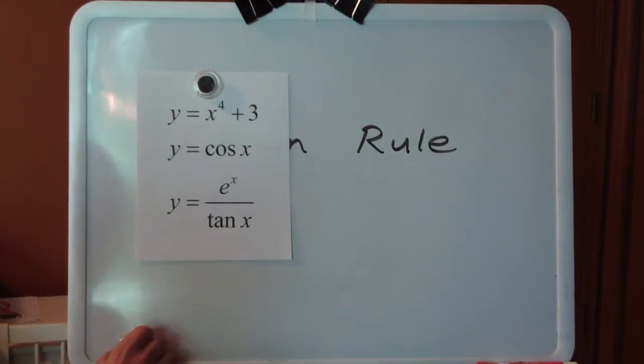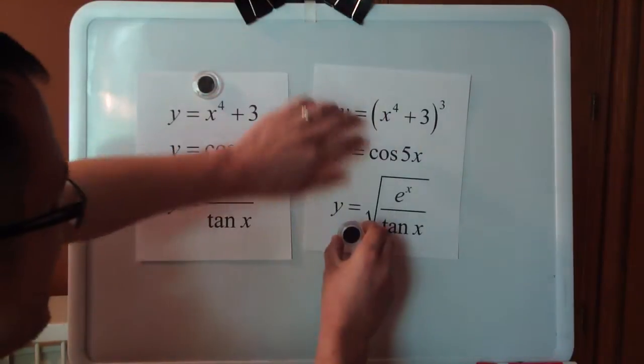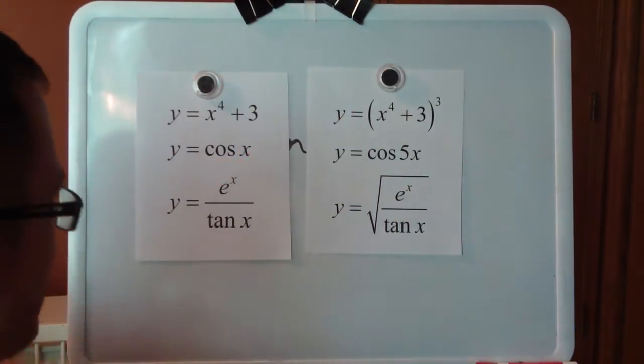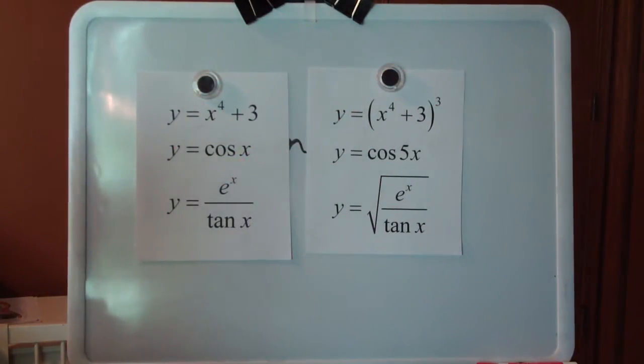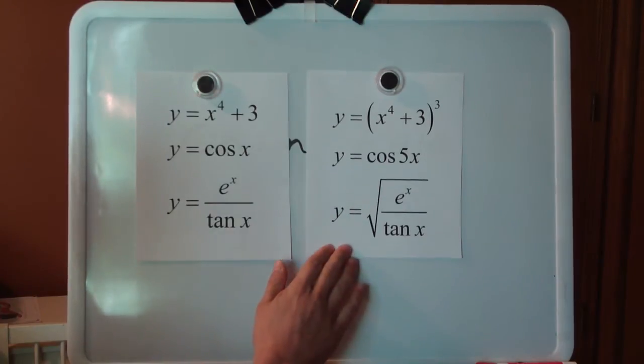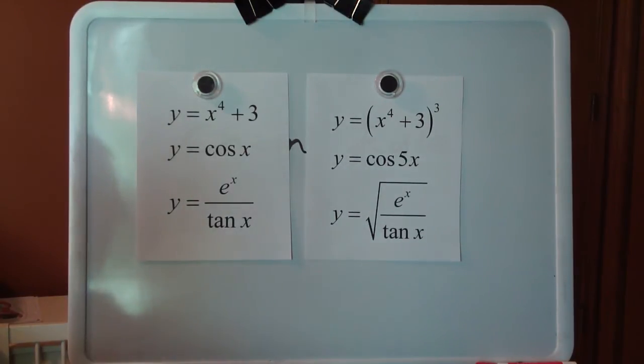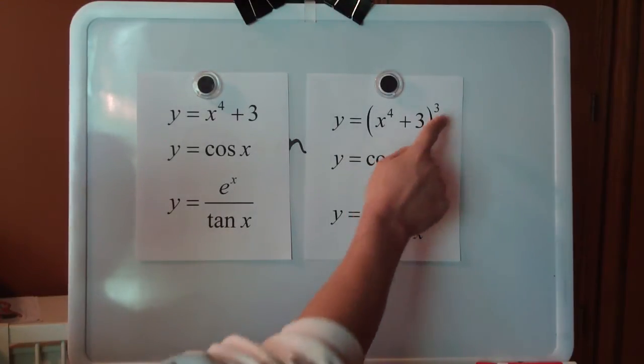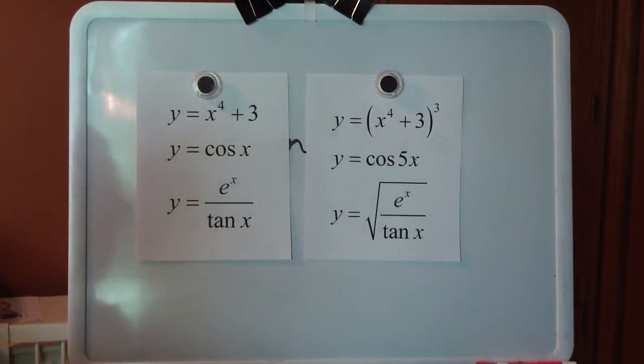So the chain rule is going to allow us to differentiate functions that are similar to these, but you can tell by glancing at them that they're more complex in their structure. When you look at something like this, there's definitely a similarity, but we would classify this as a power function, something raised to a power. This is a slight variation on cosine, and here we have the square root.